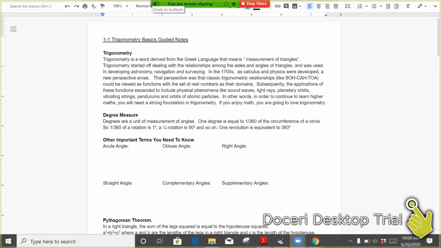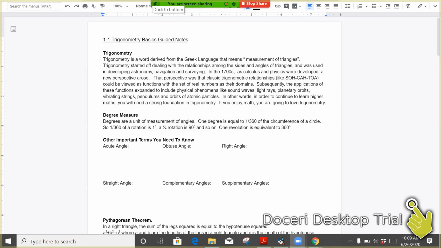Since about the 1700s, when calculus and physics were developed, people started studying trig relationships like SOHCAHTOA, and it allowed us as humans to discover things about sound waves, planetary orbits, music, like the way strings vibrate, and just kind of led to a boom in mathematics. If you want to learn higher maths like calculus, it's really important to have a strong trig background. And it's very interconnected, so if you like math, you're going to really like trigonometry.